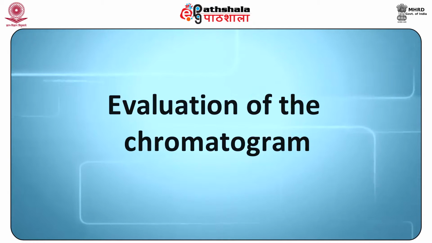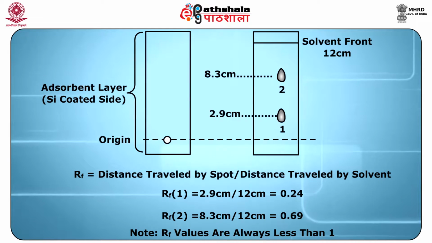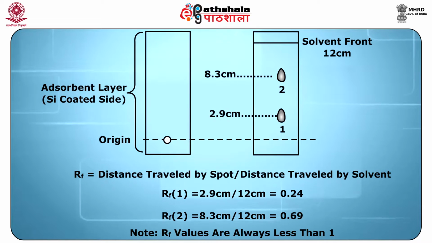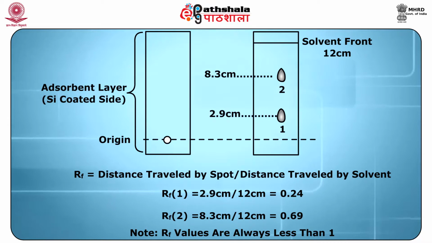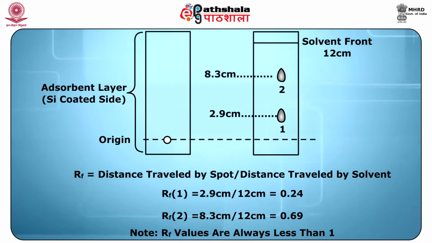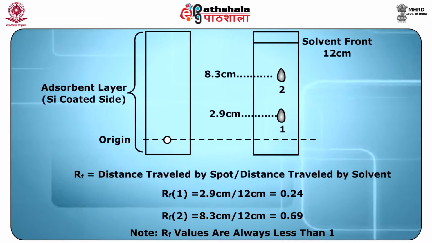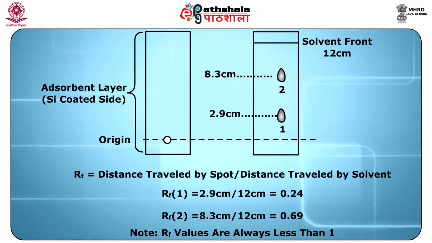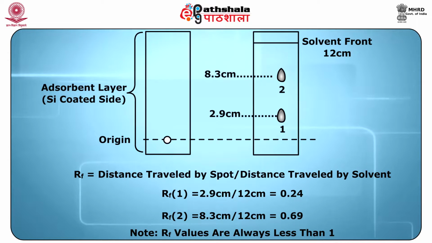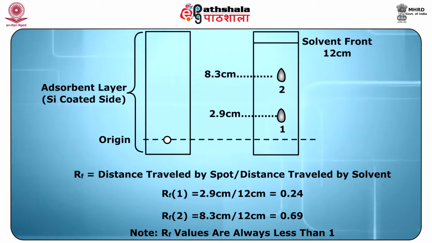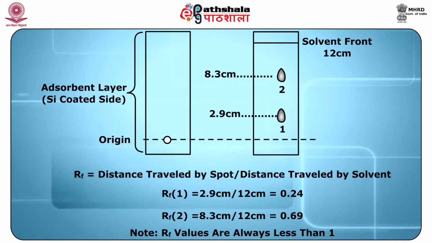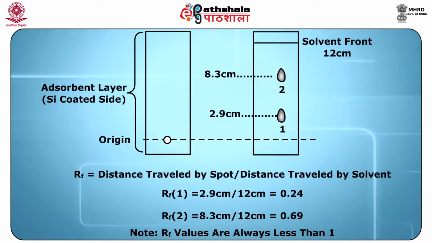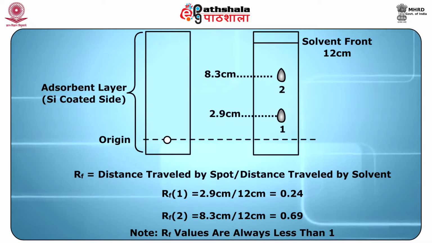Evaluation of a chromatogram. As can be seen here in the figure, the origin point and the development point on the adsorbent layer can be marked, and the Rf values are calculated from the point of application to the solvent front as a ratio from the point of the component which is adsorbed on the given surface. Rf is defined as the distance travelled by the spot over the distance travelled by the solvent.